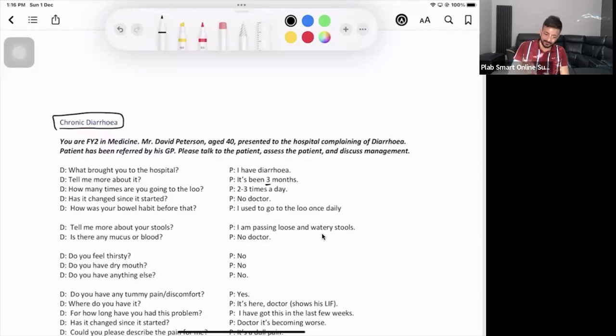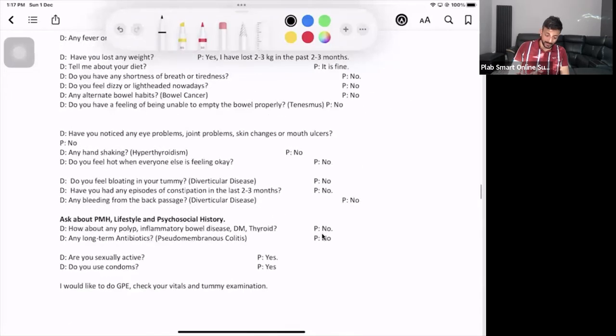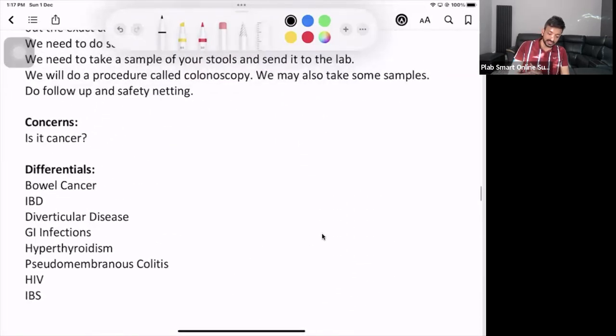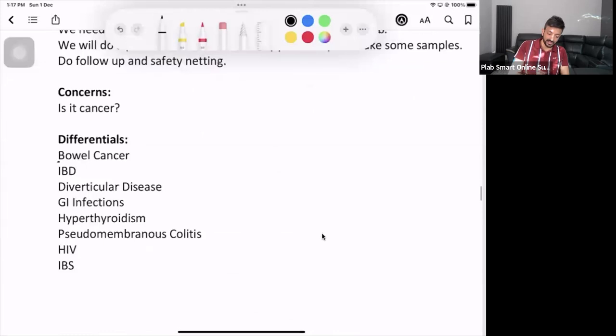That's the thing that you can ask. Your patient is 40 having diarrhea for the last 3-4 months. So you need to rule out so many differentials as well. If I need to keep the differential, these are the differentials that you can ask: bowel cancer, IBD, diverticular disease, GI infection, hyperthyroidism, pseudomembranous colitis, HIV, IBS. There are so many things.